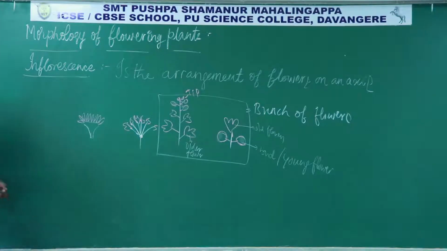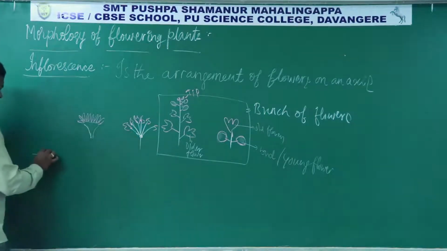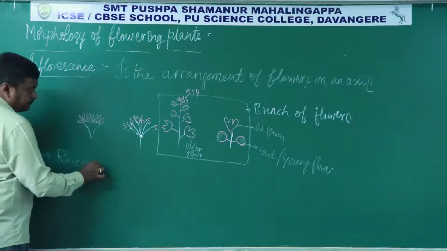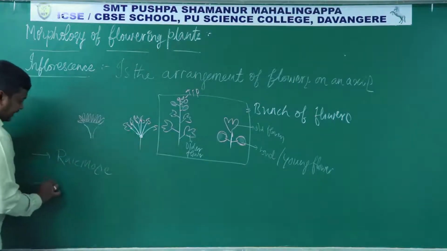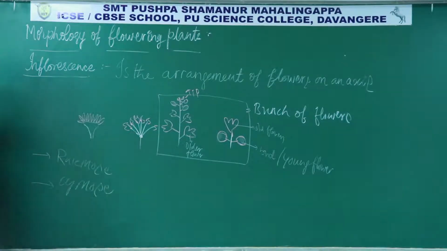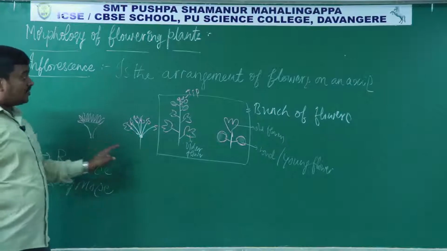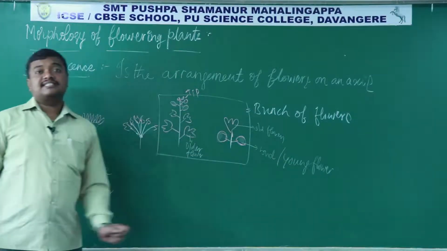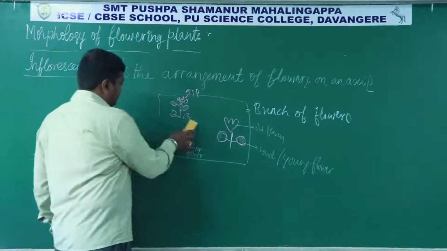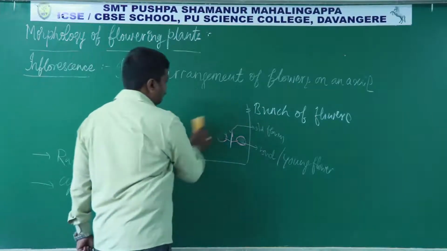Those two types of inflorescence are racemose and cymose. Racemose and cymose are the two types of inflorescence based on the arrangement of flowers in a specific order. Then let's see in detail what racemose is and what cymose is.